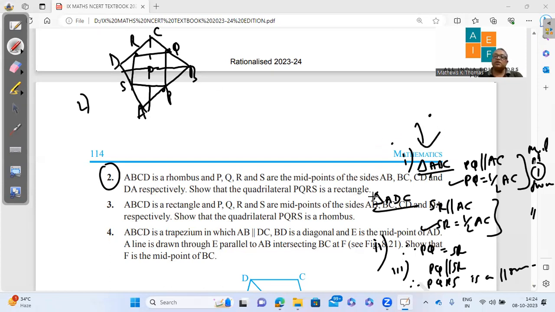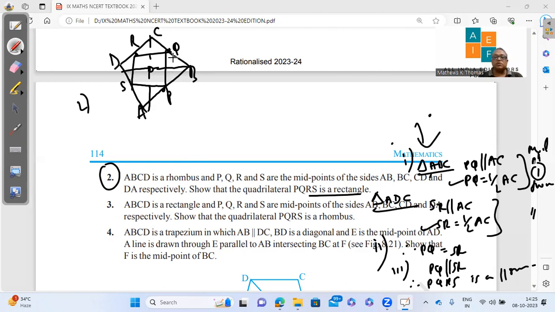So this part is the same. First of all, you need to prove it's a parallelogram. Second part, now after proving it's a parallelogram, you need to prove it's a rectangle. And if I want to prove it's a rectangle, I need to prove that any one angle is 90. If one angle is 90 in a parallelogram, all angles are 90. So how to prove it's a 90?